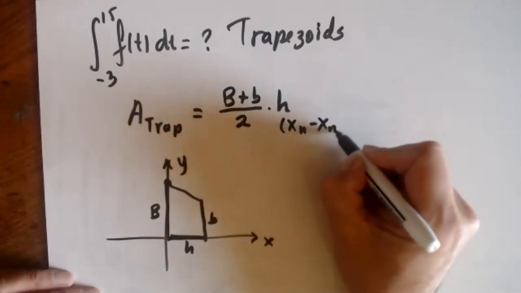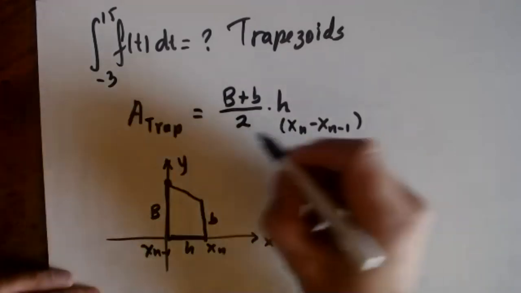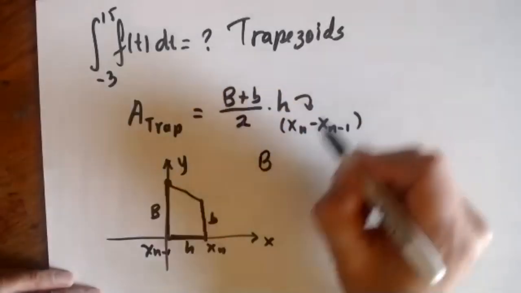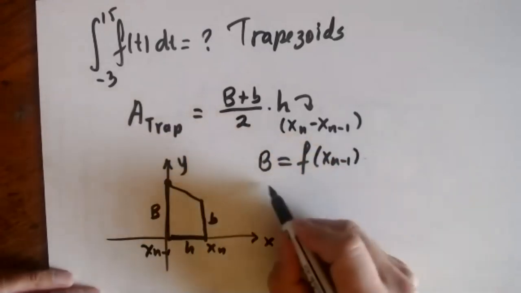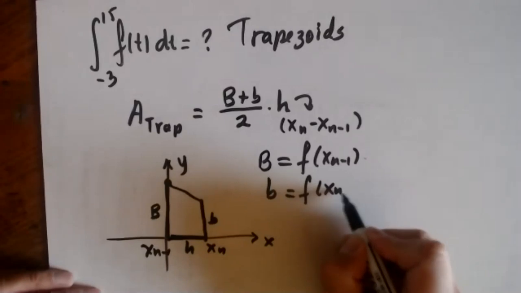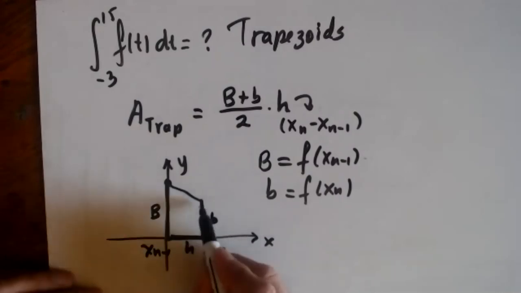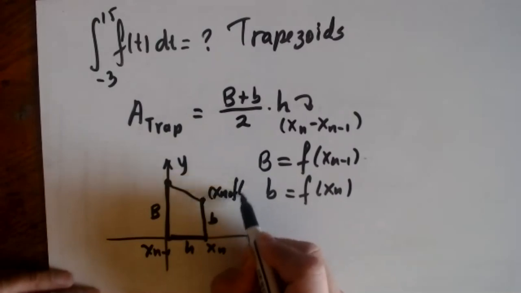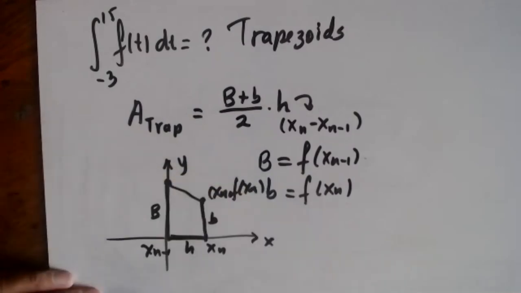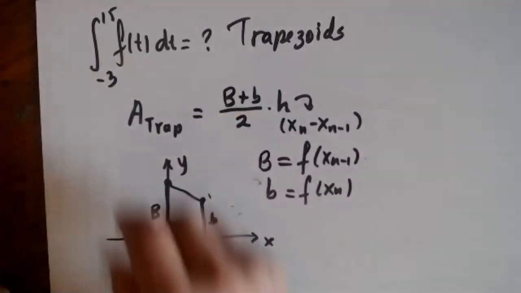H is xn minus xn minus 1. So if this is xn, this is xn minus 1. You have this difference, this is the height. And then b is going to be f of xn minus 1, and the other b is f of xn, correct? Because this is a function. So this is xn, f of xn, and so on. This is what we are going to do to approach this integral.